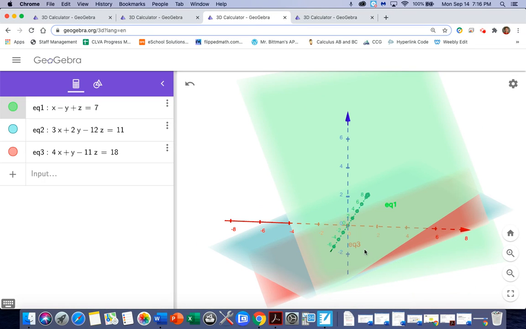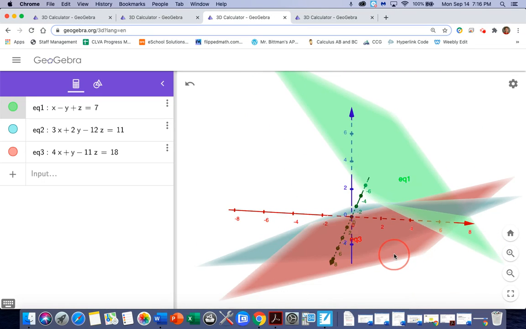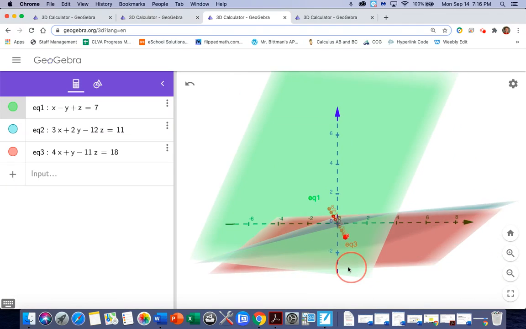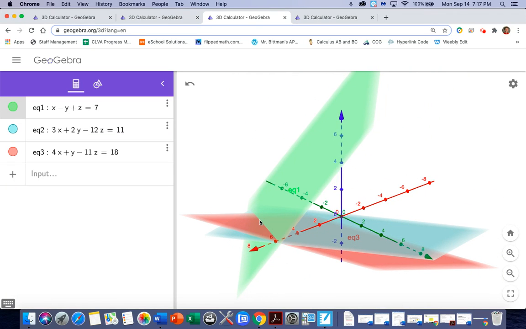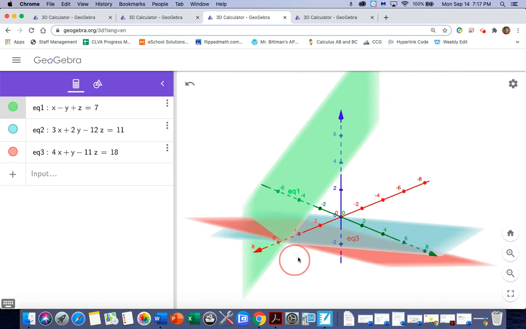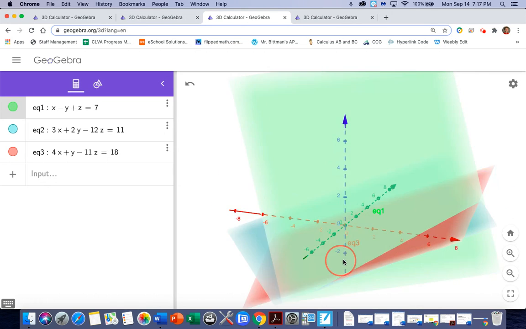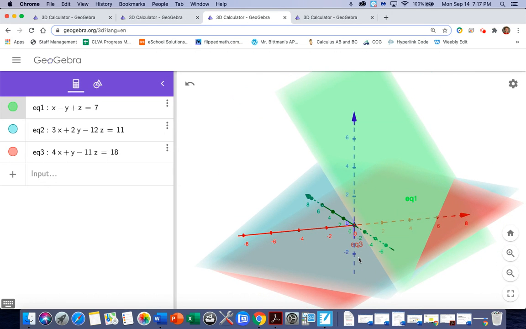So here is what that third example looks like. Okay, all three of these planes intersect at this line right here. So our solution set expresses every point on that line.